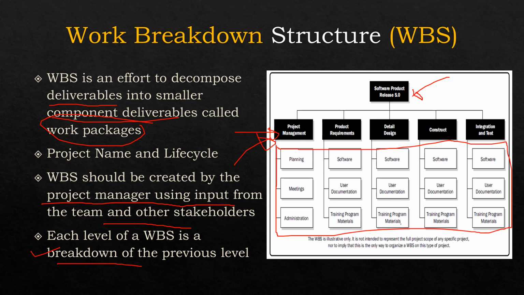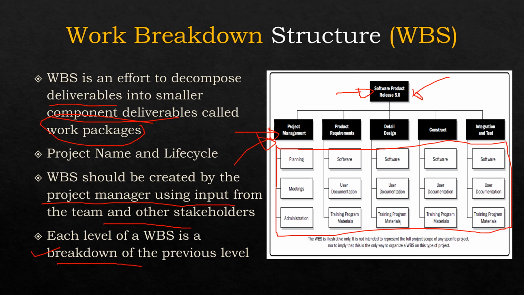You can see in the diagram, I have taken an example of a software development product, which we have named software product release 5.0. The next level is the different phases of the project life cycle, such as project management, product requirement, detailed design, construct or build, and at the last integration and test. Each phase has some deliverables that we have broken down.